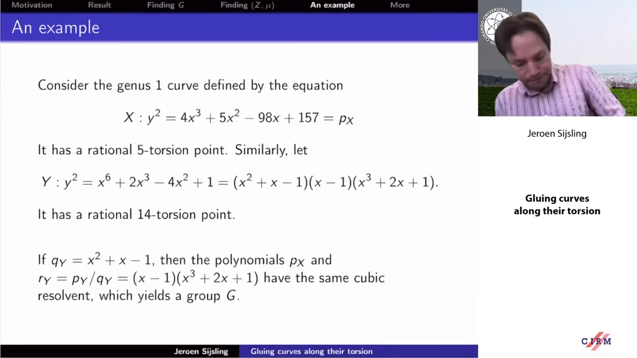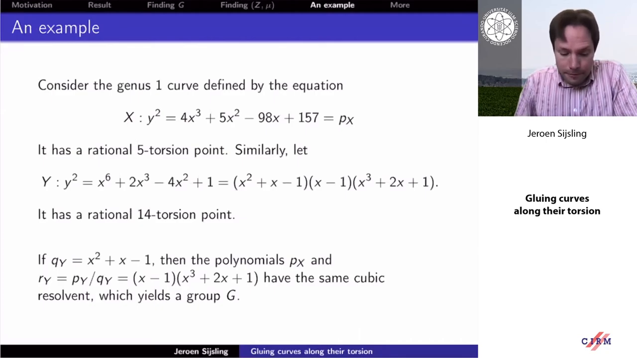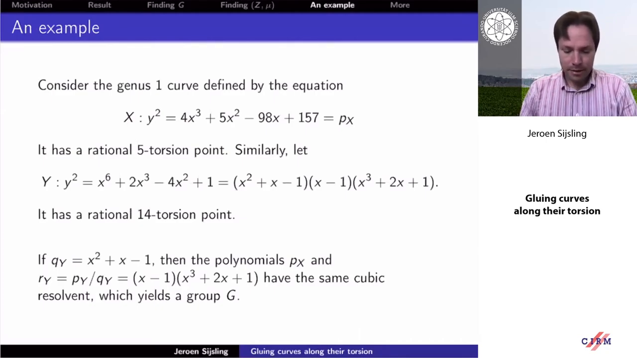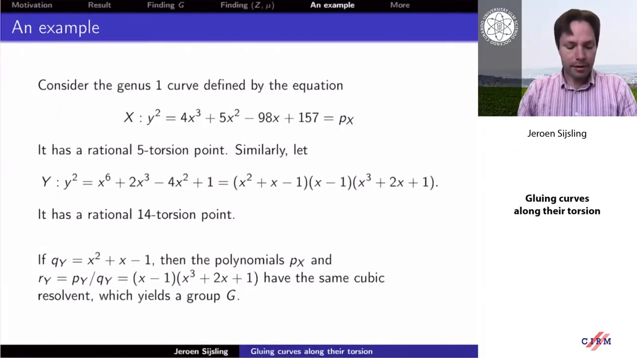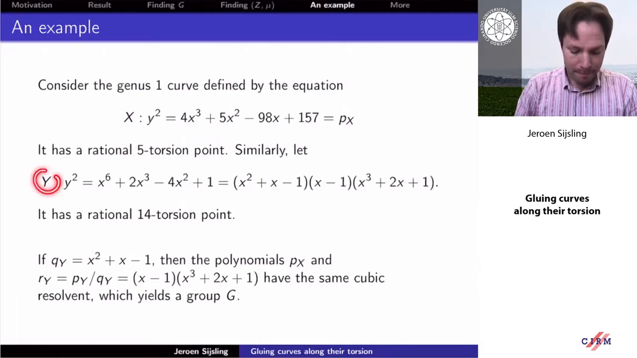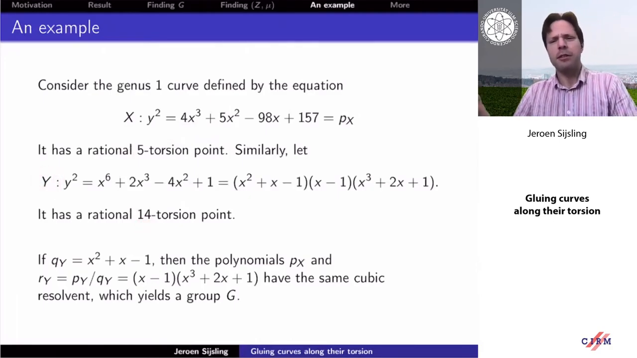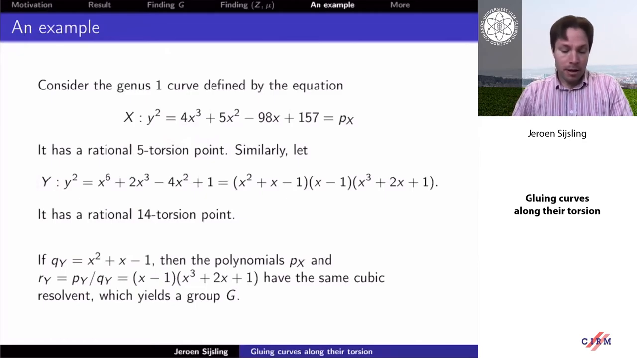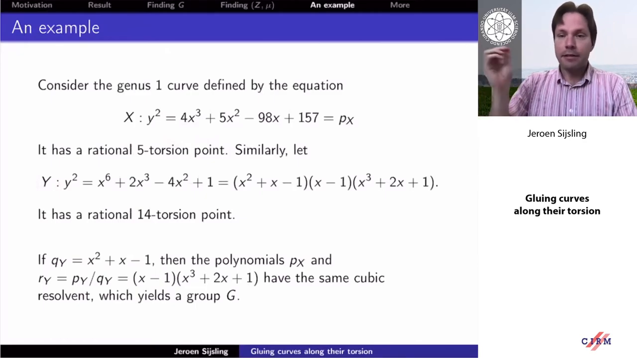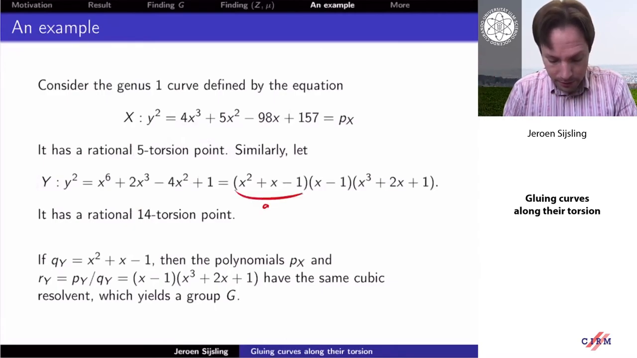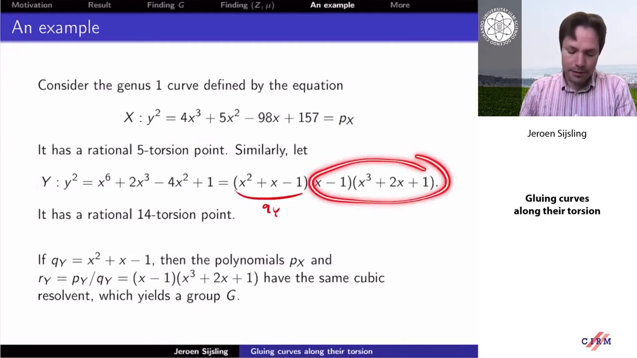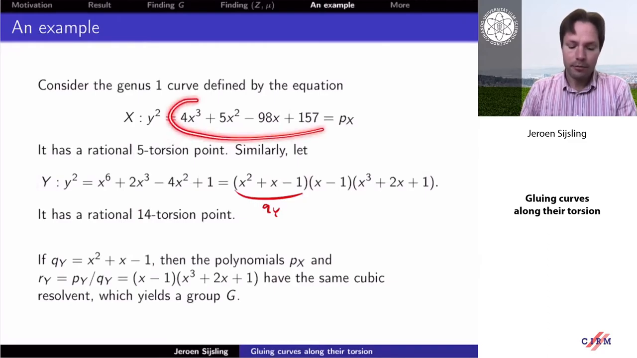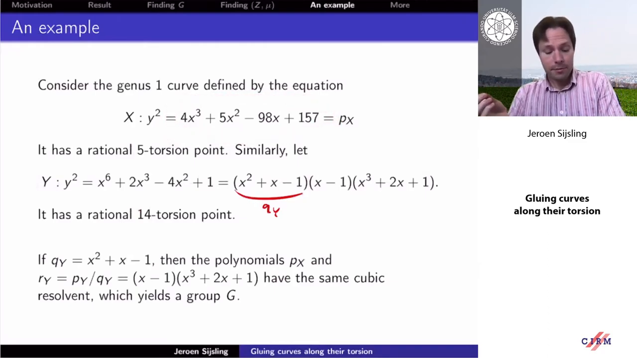Let's do an example to conclude. And that is an example of a genus 1 curve that I wrote down here, that has a rational 5 torsion point. I just found it in the LMFDB. And we also take a genus 2 curve Y, which has a rational 14 torsion point, or you know, the Jacobian does, but you know what I mean. And now you see that you are in business, because this defining polynomial does have a quadratic factor Qy. And the complement here, well, if you look at its cubic resolvent, then it has the same cubic resolvent as this thing. So there is a corresponding group G.